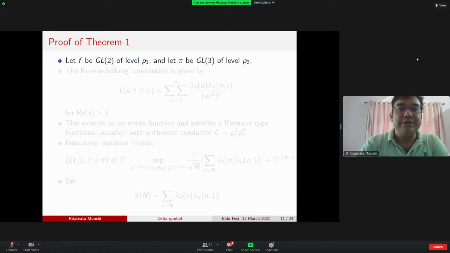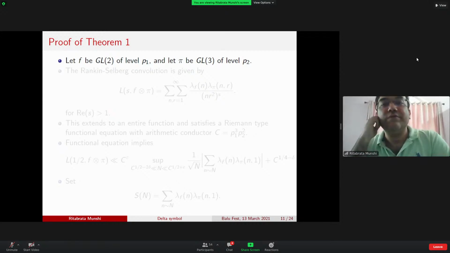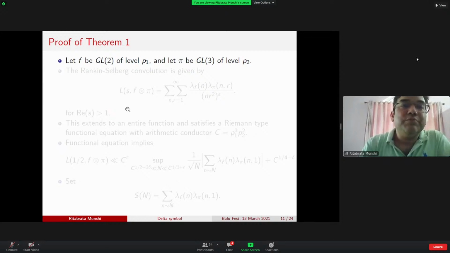Okay, so this is the proof of the first theorem. The first theorem was about the Rankin-Selberg convolution of GL3 and GL2, and it's in the level aspect. So let's recall what F was. F is going to be a GL2 form of level P1.